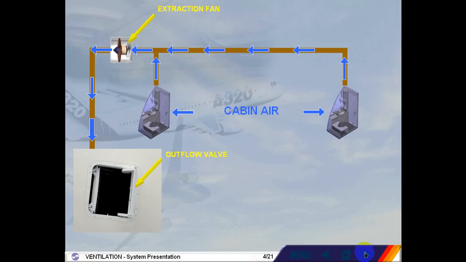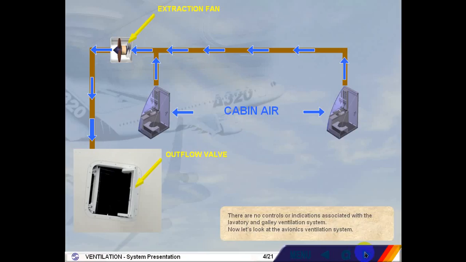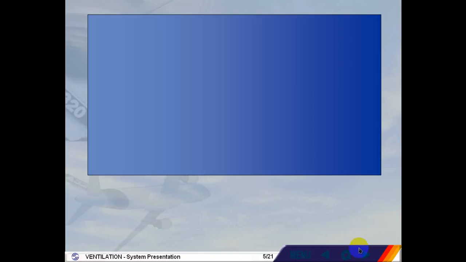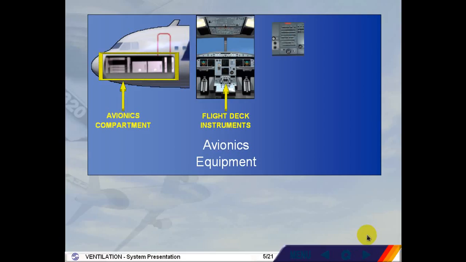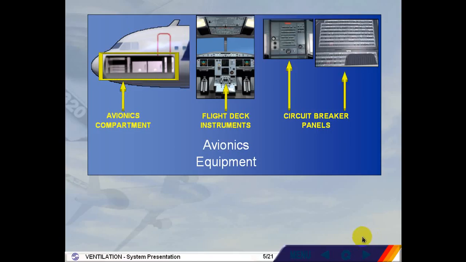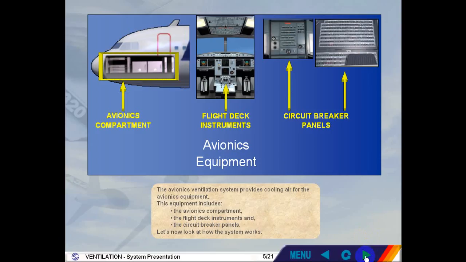Now let's look at the avionics ventilation system. The avionics ventilation system provides cooling air for the avionics equipment. This equipment includes the avionics compartment, the flight deck instruments and the circuit breaker panels. Let's now look at how the system works.